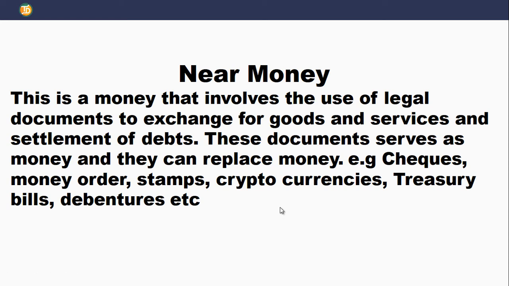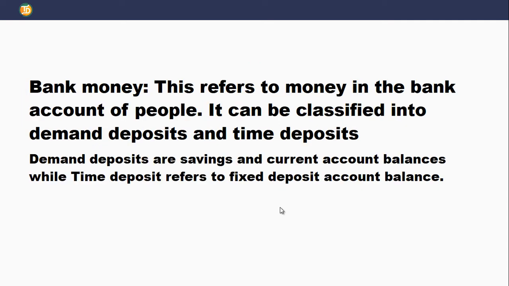We have near money. Near money refers to those documents that are used to exchange for goods and services. They are those documents that are recognized, they are legal, and they serve the same purpose as money. Examples are check, money order stamps, cryptocurrencies, treasury bills, and debentures. So near money can also be called quasi money or representative money.